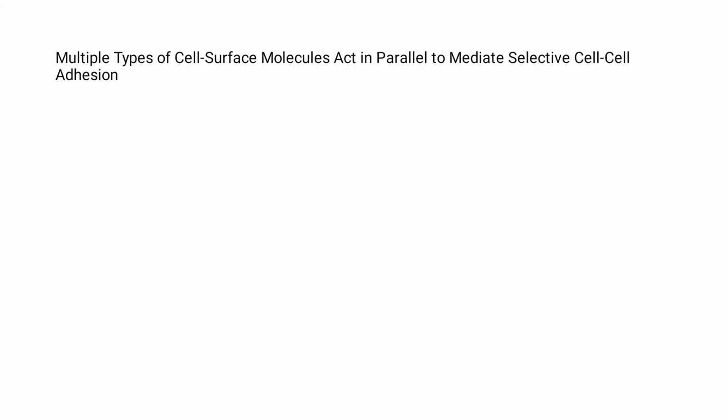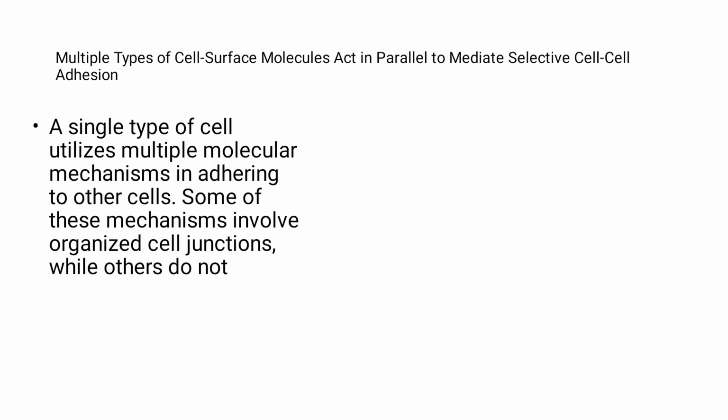Multiple types of cell surface molecules act in parallel to mediate selective cell-to-cell adhesion. So a single type of cell utilizes multiple molecular mechanisms in adhering to other cells. Some of these mechanisms involve organized cell junctions, while others do not. Each cell in a multicellular animal contains an assortment of cell surface receptors that enables the cell to respond specifically to the complementary set of soluble extracellular signal molecules.